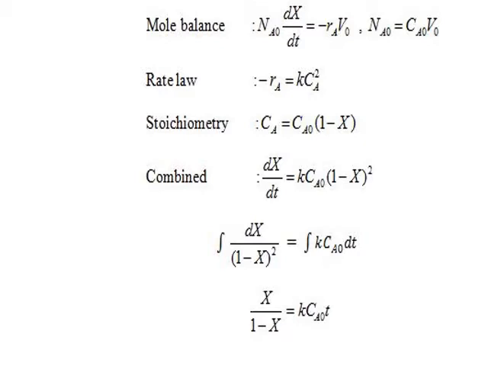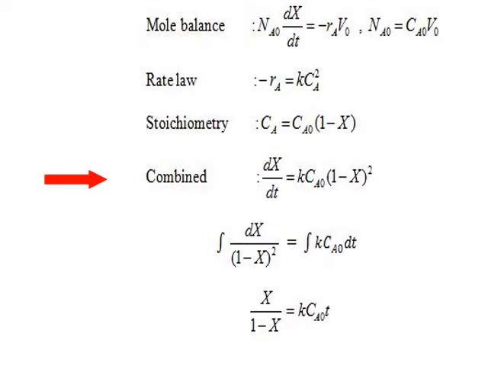Now, moving on to the second order reaction, again the mole balance and also the stoichiometry equation will be the same, but the rate law will be negative rA equals kCa squared. By combining all of this, we get a combined equation of dx over dt equals kCa0 (1 minus x) squared. By integrating this equation, we get x over 1 minus x equals kCa0 t, where x over 1 minus x is the y and kCa0 is the gradient of the graph.